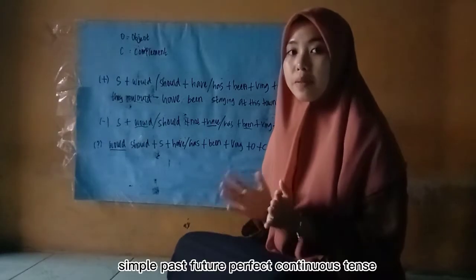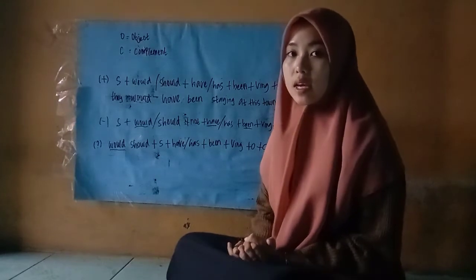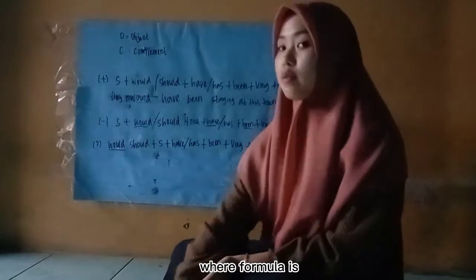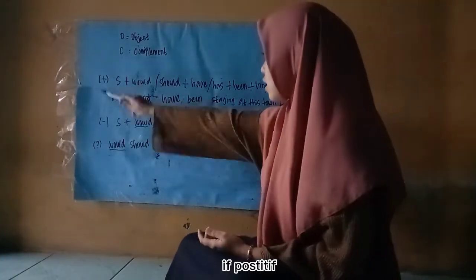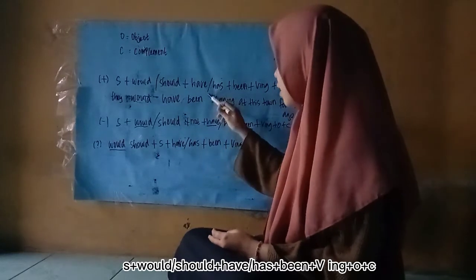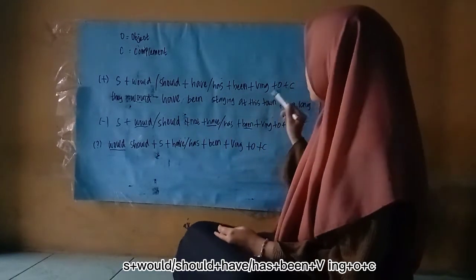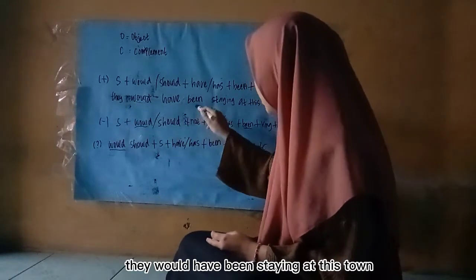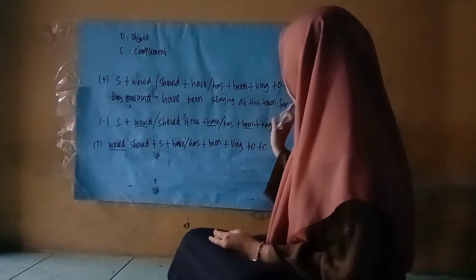16th, the simple past future perfect continuous tense is an event that should have taken place in the past, where the formula, if positive, is subject plus would or should plus have or has plus been plus verb in plus object plus complement. Example is: they would have been staying at this town for a long ago.